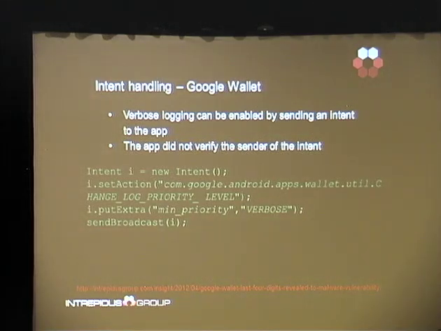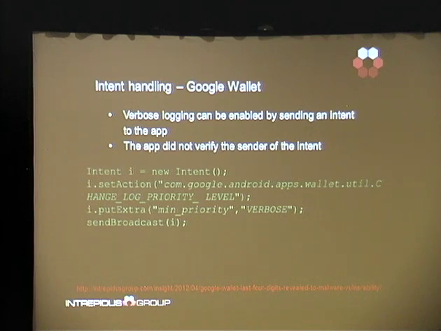April of 2012, where a malicious application could enable logging of the last 4 digits of a credit card through throwing an intent. And the application, Google Wallet, did not verify the sender of that intent.